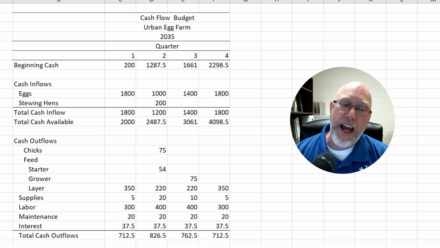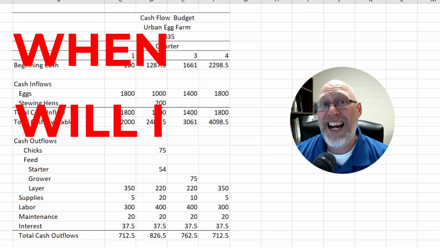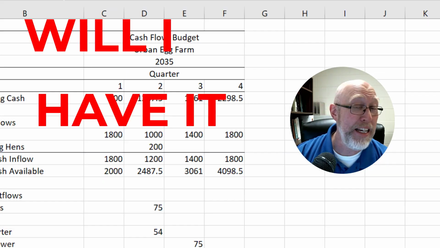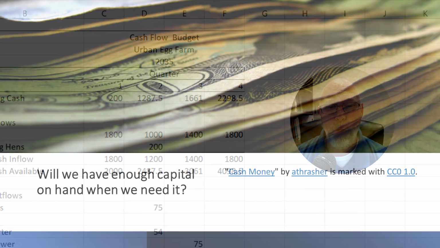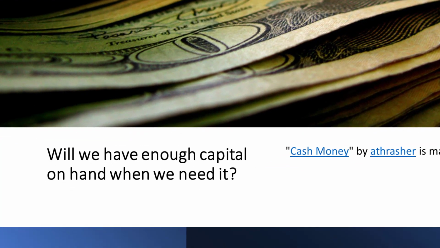The essence of the cash flow budget is answering this one question right here. When will I need money? And am I going to have enough money on hand when I need that money? In other words, will I have enough capital on hand when I need it? Capital in this case specifically means cash, money.